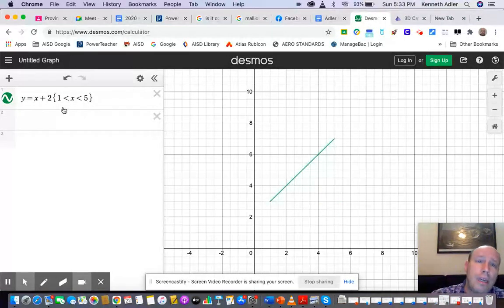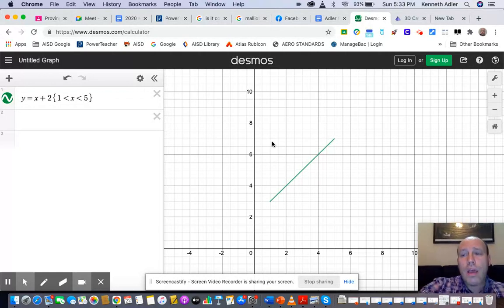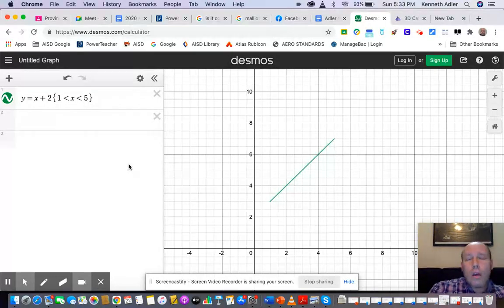So we see that the domain is now from 1 to 5, and therefore, what's the range? The range is now 3 to 7, and that's the idea. Once again, the domain is the x values, and the range is what y values you can get out of there.